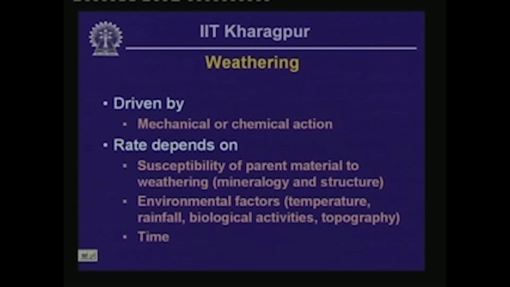Then we get into weathering. Weathering, as I indicated, is mainly driven by mechanical and chemical action. Rate of weathering depends on susceptibility of parent material. Actually, this is quite intuitive. It depends on the susceptibility of parent material to weathering. That includes mineralogy and structure. It also depends on environmental factors that include temperature, rainfall, biological activities, and topography. And the rate will depend on time. The more the time of exposure, the greater the chance of weathering.